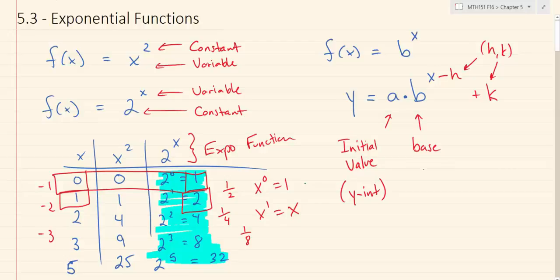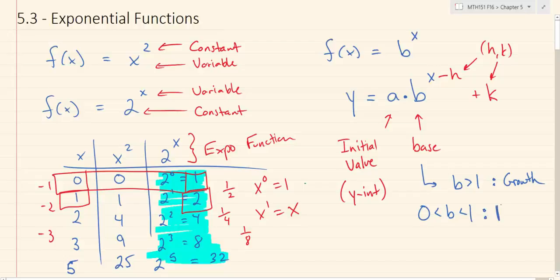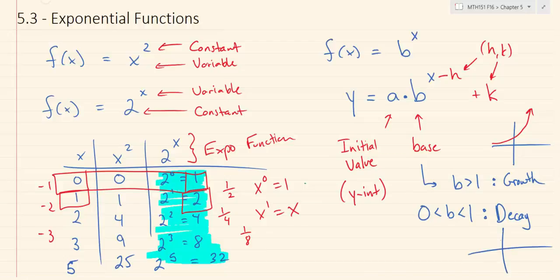One point of clarification on the base. If b is greater than 1, then you have exponential growth. If your base is greater than 1, then your function is growing as you move left to right. If your base is in between 0 and 1, you have exponential decay, which means the function decreases as you move left to right. A growth function looks like this. A decaying function looks like this. It starts up really tall, zips down through the y-intercept, and then hugs the x-axis as you go to the right.